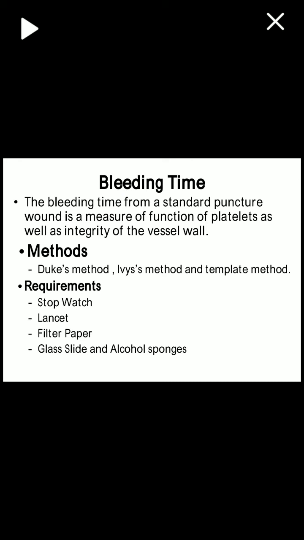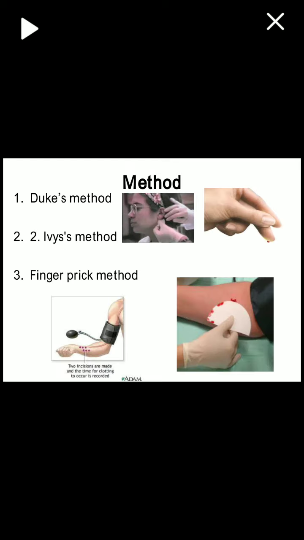So for all these, these are the requirements. We need one stopwatch, lancet, filter paper, glass slide and the alcohol sponges. So the first method is called the Duke's method. Duke's method is not used regularly.